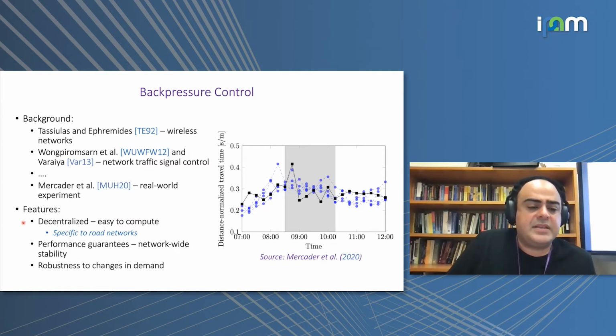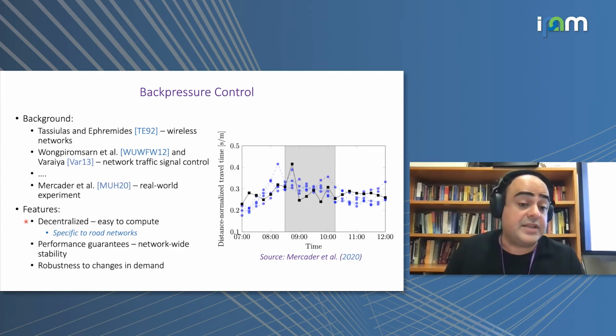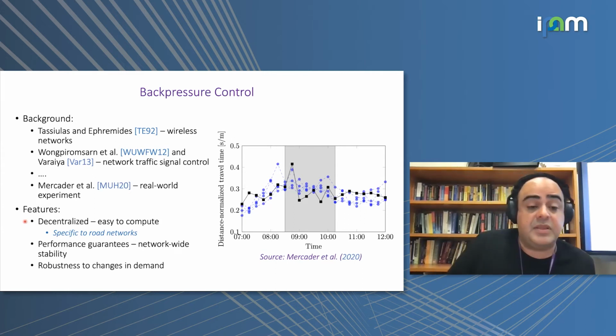Now, the reason these approaches are attractive is, first, it's a decentralized approach, meaning you can implement it at each intersection controller independently of the next one, and what you get is guarantees at the network level. So you get easy computations. It's very computable. And it turns out that feature is specific to road networks. That's not something that's inherited from wireless networks.